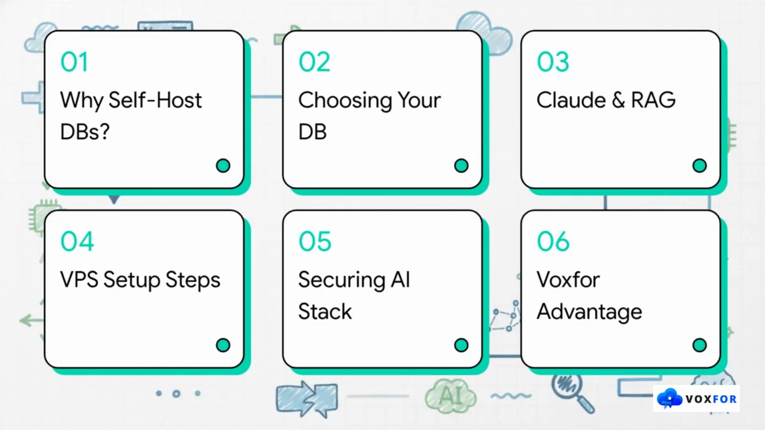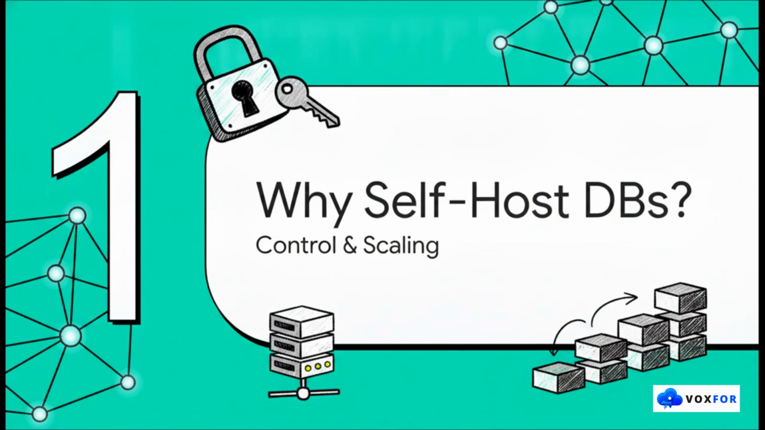We've got a lot of ground to cover today to get you deploying. So here's our exact roadmap. First, why self-host vector databases? Second, choosing your vector database. Third, supercharging Claude with RAG. Fourth, a step-by-step VPS setup. Fifth, securing your AI stack. And finally, number 6, the Vox 4 VPS advantage. Let's get into it. Section 1.